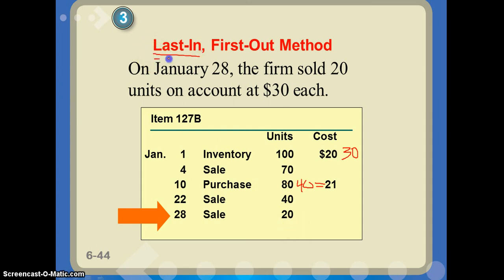Since we're talking about last in, first out, the most recent purchase we made was at $21. So we're going to create our journal entry for sales and accounts receivable, 20 items at $30 each. Then we're going to record our merchandise inventory and cost of merchandise sold, 20 items at $21 each. Pause and enter your journal entry.